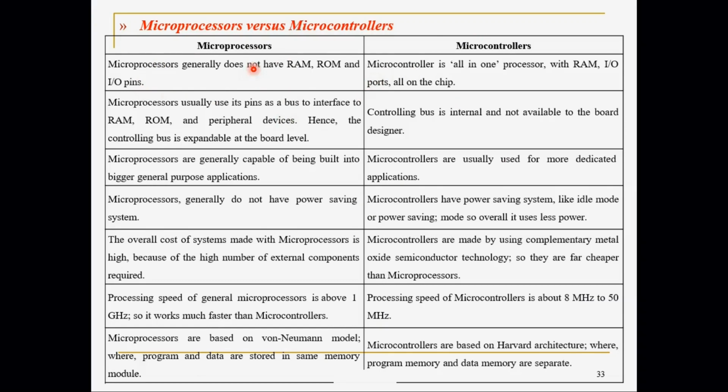Microprocessors are a little bit sophisticated. We cannot say this clearly, but still most of the time it does not have RAM or ROM and IO pins. There will be no pins; there will be ports. In a microprocessor there will be input port, output port. But a microcontroller is a little bit less sophisticated, so it will have input, output pins. Then the bus interface will be there. There will be RAM and ROM and other devices.